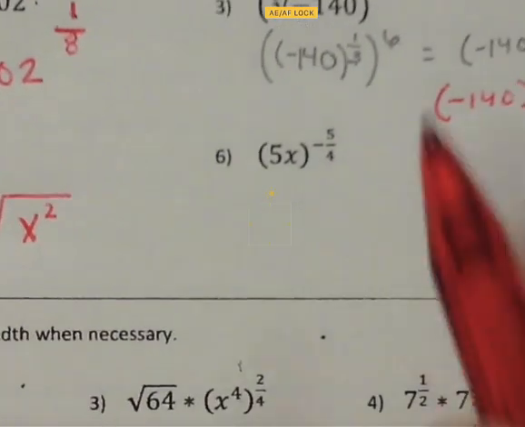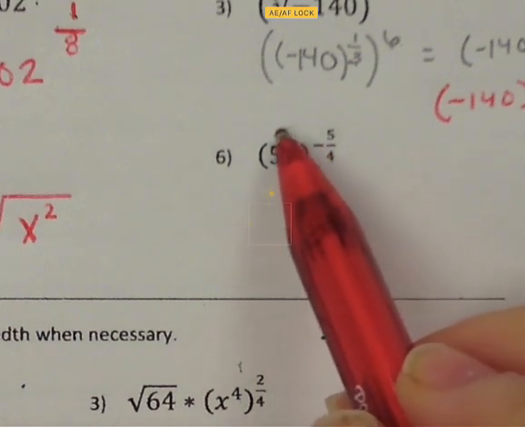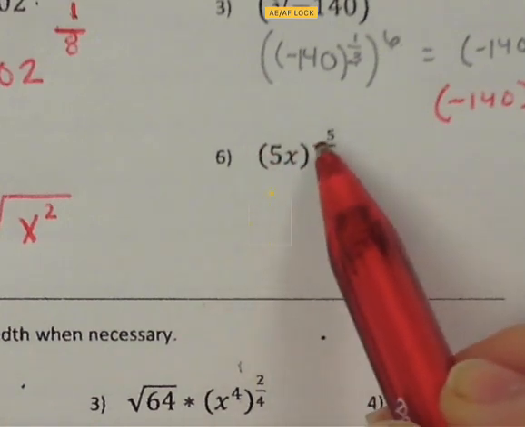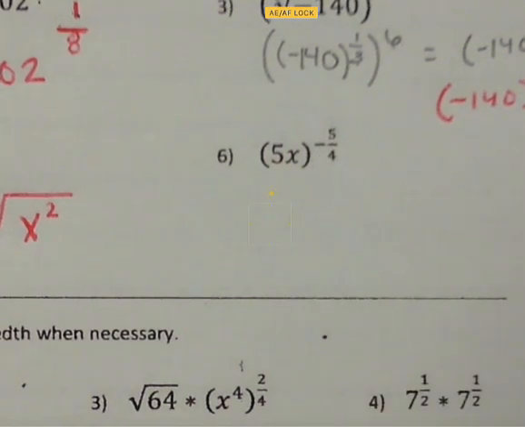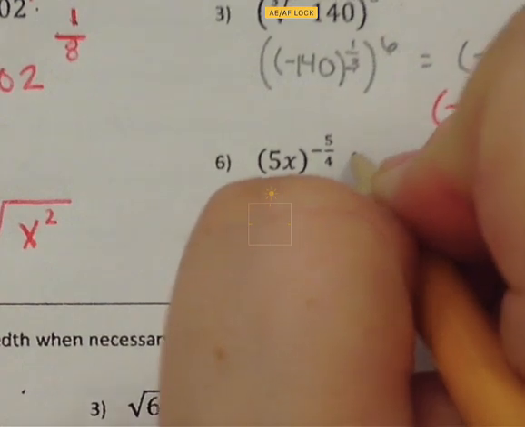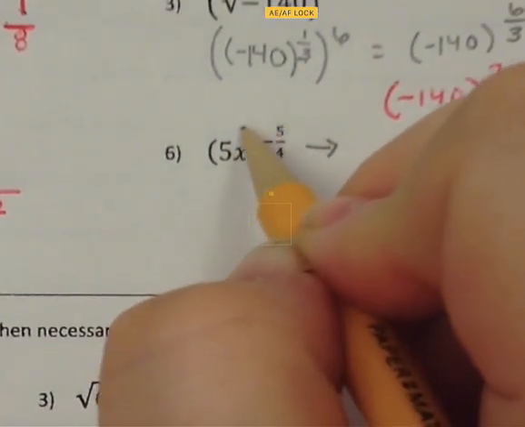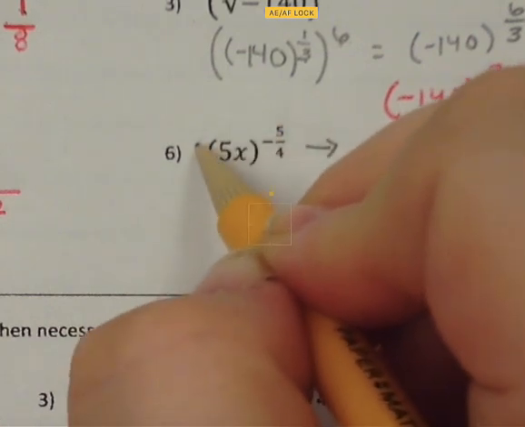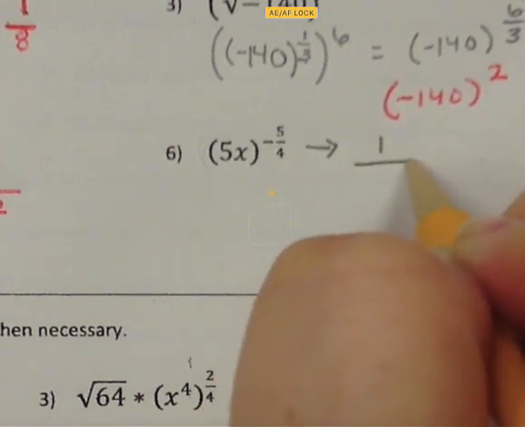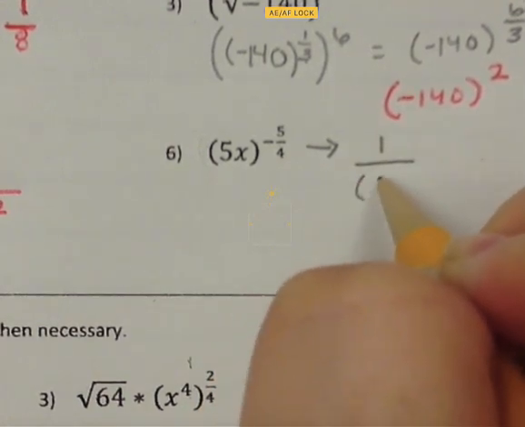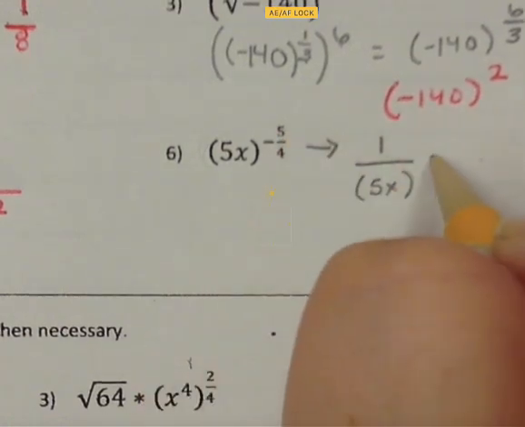On example 6, we have parentheses, and so this exponent is actually on all of that. But there is a negative exponent, and we know we can't have a negative exponent. So the first thing we've got to do is put this in the correct format. So this negative 5/4 is attached to all of that. So that entire thing needs to go to the denominator of a fraction. So it's 1 over parentheses 5x, because that doesn't change, raised to the positive 5/4.